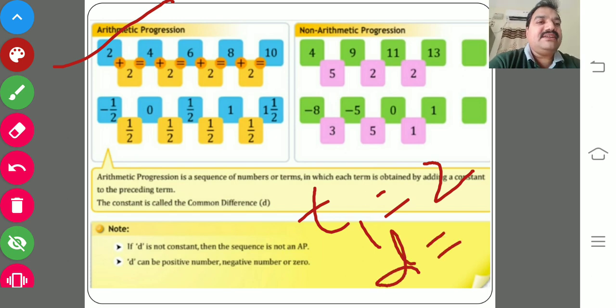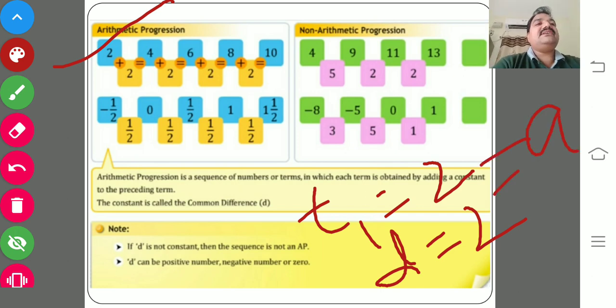How do you find D? Take any consecutive numbers, term 1 and term 2. The difference term 2 minus term 1 is 2, or term 3 minus term 2 is 2, term 4 minus term 3 is 2, and term 5 minus term 4, you can easily get 2. So in arithmetic progression, the major parts are the first term A and the common difference. These two are very, very important.